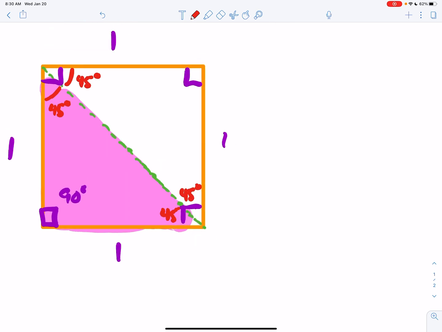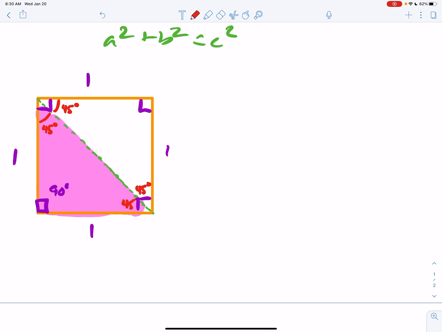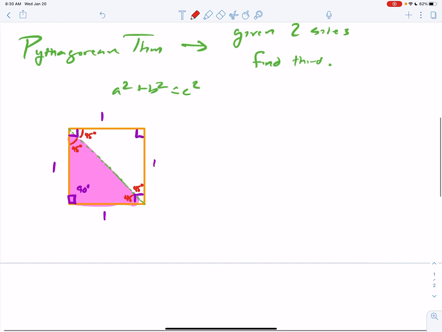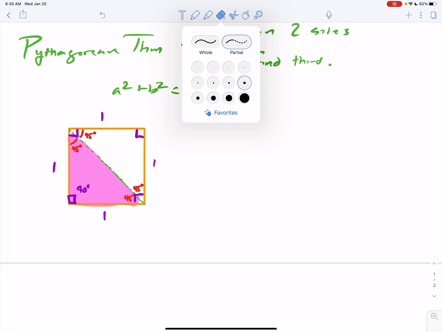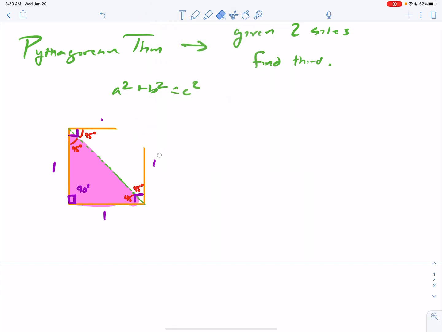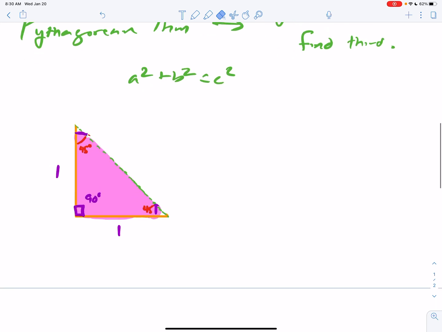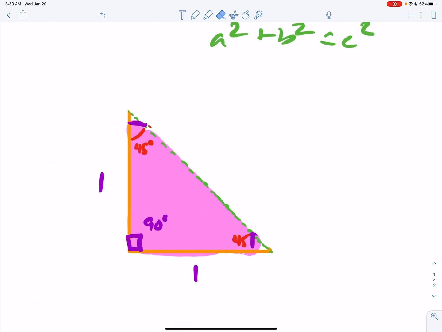All right? So again, if I'm only looking at the pink highlighted triangle, if I were to just only look at the pink triangle, this is what I would have, okay? So notice how I have 2 given sides. If I have two given sides, can I use the Pythagorean theorem? Absolutely. When I'm given two sides, I could always find the third one. So here we go.